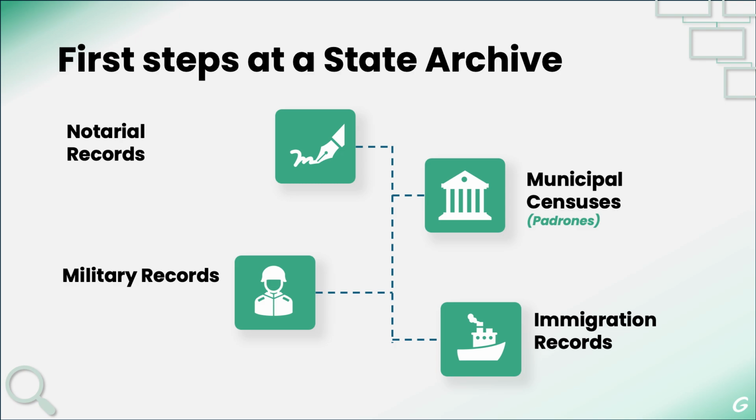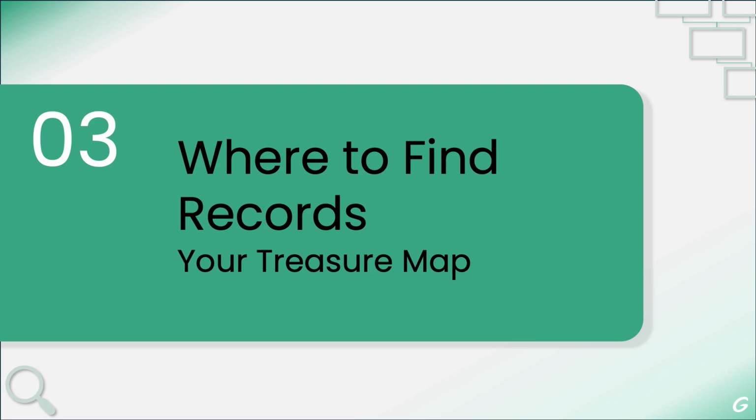Okay, once you get the hang of the big 2, parish and civil records, then the real fun begins. You can start digging into these other records. We're talking about notarial records like wills and land sales, municipal censuses or padrones, even military and emigration records. This is where the story gets color. A will might spill the tea on some family drama. A census puts your family on a specific street at a specific time. And get this, a military record might even tell you the eye color of your great-great-grandfather. How cool is that?